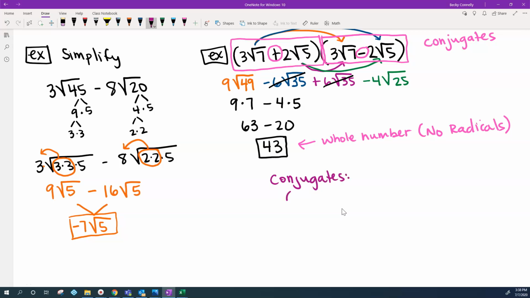All right, so like if I had x plus 4, its conjugate would be x minus 4. All right, if I had 3x plus the square root of 2, its conjugate would be 3x minus the square root of 2. All right, so they're exactly the same, except one is connected by add, the other one's connected by subtract. Does that make more sense?